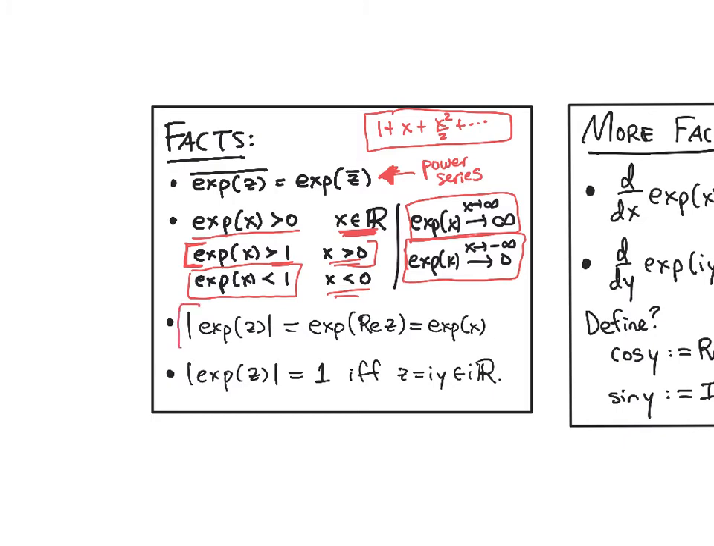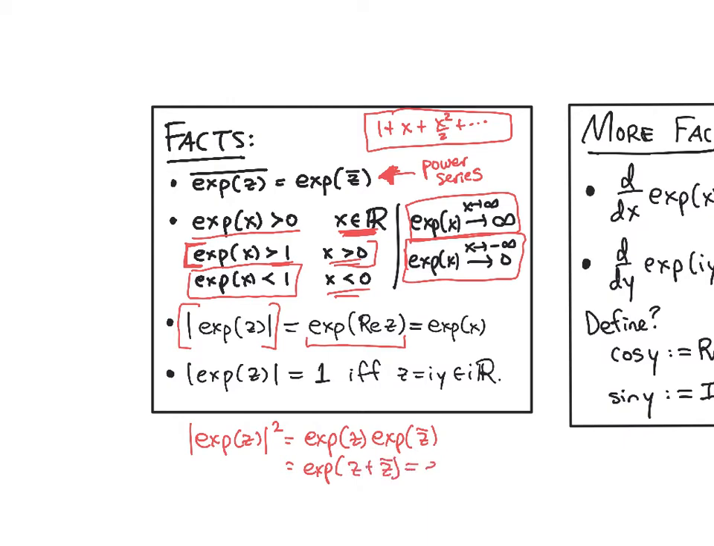The next fact is that the modulus of exponential of z is the exponential of the real part of z, and you can get this by taking the modulus of exp of z squared, which equals exp of z times its conjugate. But by the first fact you can take exp of the conjugate, and by the theorem we can turn this multiplication into addition, and you get exp of 2 times the real part of z.